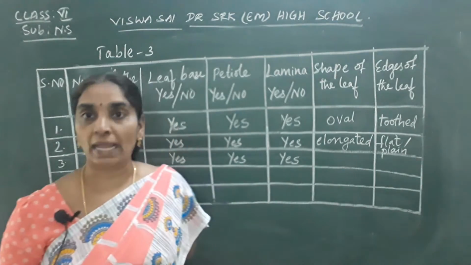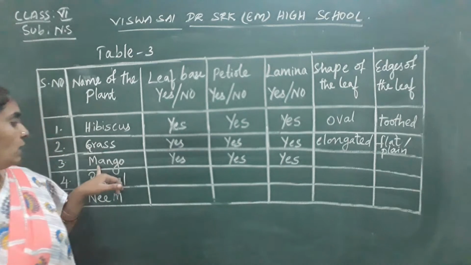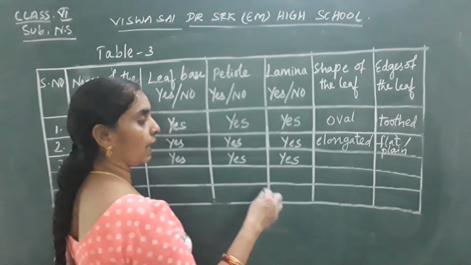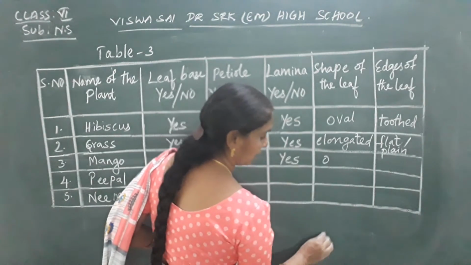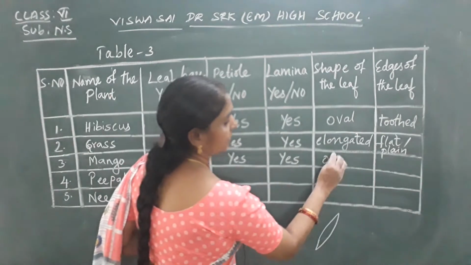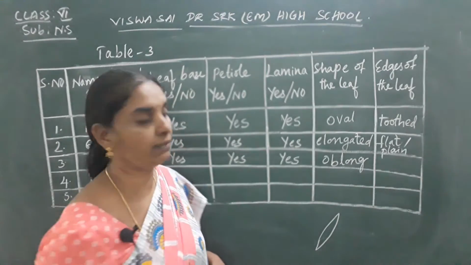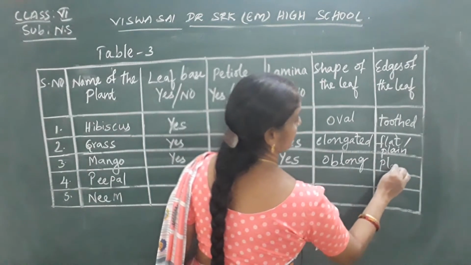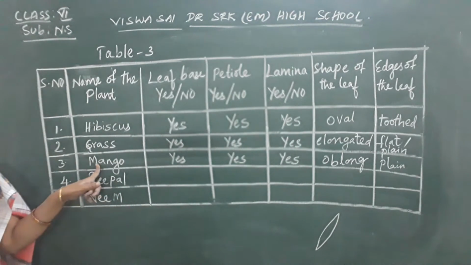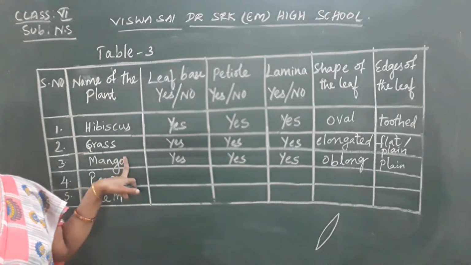Shape of the mango leaf is elongated shape. Isn't it clear? So mango leaf is oval or elongated. You can also say it is an oblong shape. So on both sides you can find the tip for the mango. So it is called oblong shape. Okay children? And next, edges of the leaf are plain edges. For the mango leaf, you can find the plain edges and pointed at both the ends.